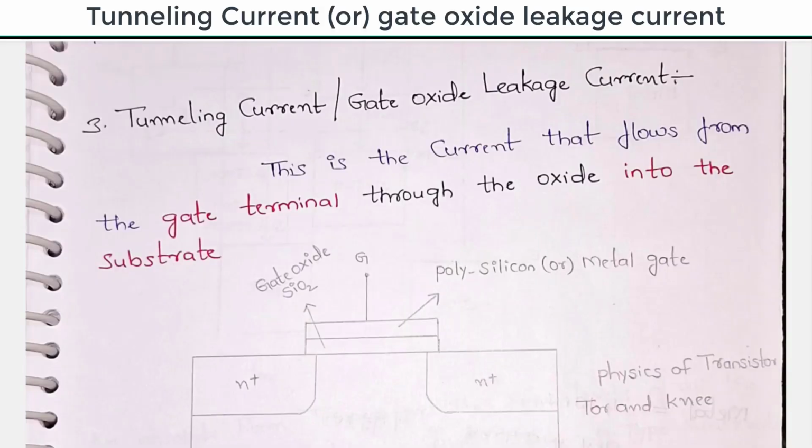Till now in static power, the first one we have seen is subthreshold leakage current, the second one we have seen is junction leakage current, and the last one is tunneling current, which is also called gate oxide leakage current. So now let us see this one.